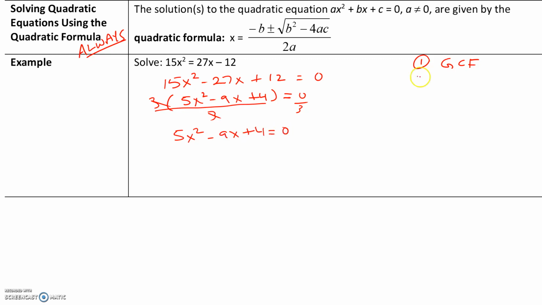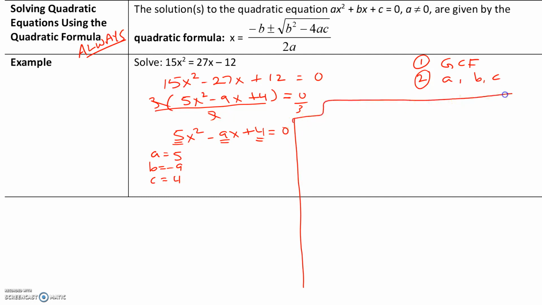Okay, then we identify our a, b, and c values. So the value of a is 5. A is the coefficient of the x squared. The value of b is negative 9, the coefficient of the x. And c is the constant. So we have 5, we have negative 9, and we have positive 4. So now let's go ahead and plug these in to the quadratic formula, which is up there.